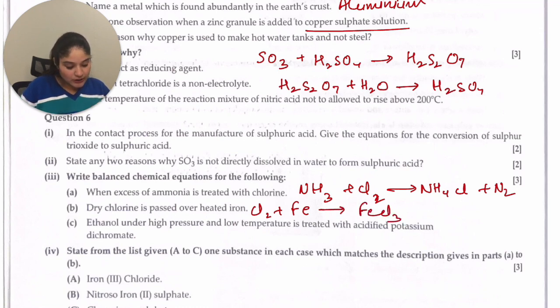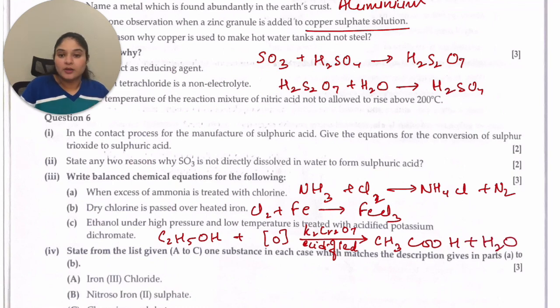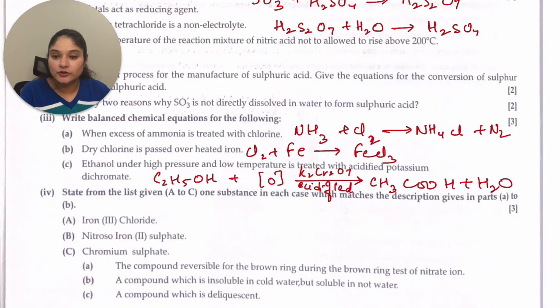Ethanol under high pressure and low temperature is treated with acidified potassium dichromate. So what happens is ethanol, that will be C2H5OH, plus nascent oxygen in the presence of potassium dichromate, K2Cr2O7, and this is acidified. What will you end up getting? You will end up getting CH3COOH plus water. So that is your equation for this. I have already taught this equation in the chapter Organic Chemistry. So if you have doubts, you can check that out. Let's move to the fourth part.